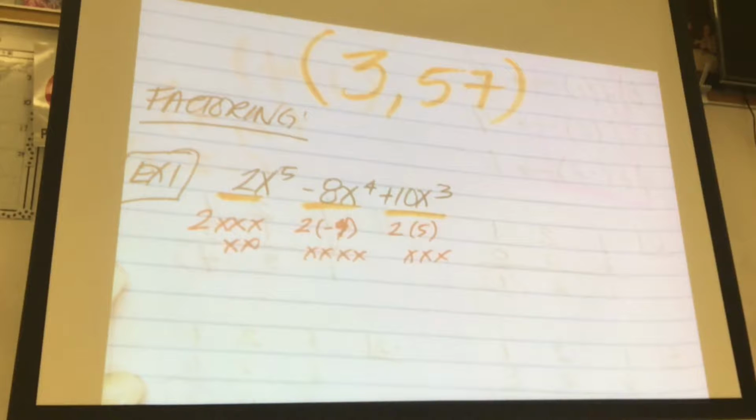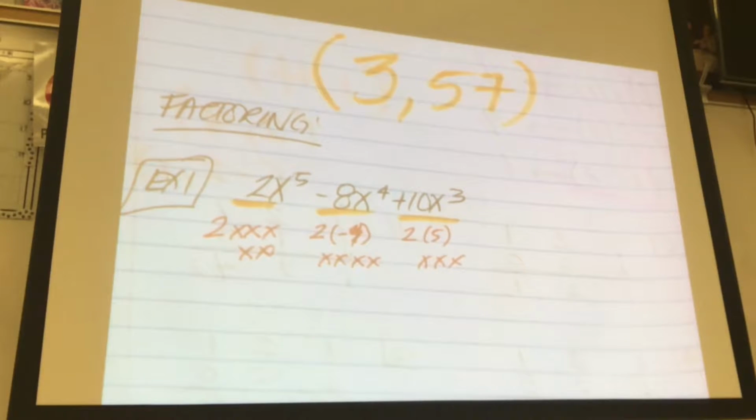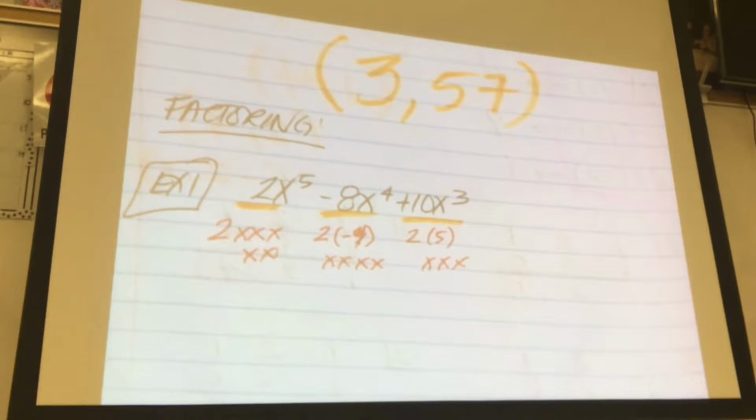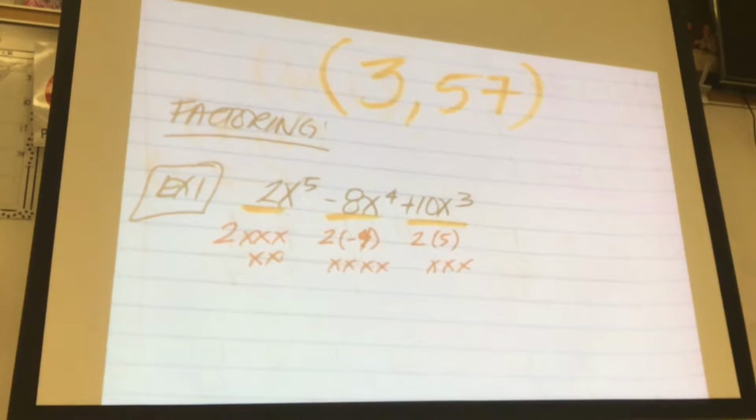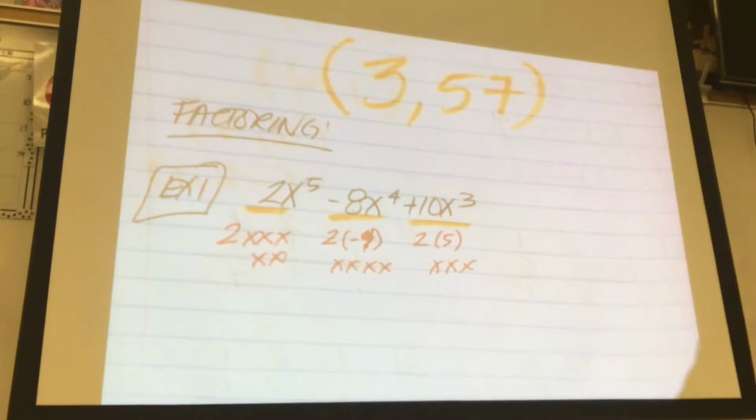Right in front of you. I got you. I went like this. So that means that I want to take out what they have in common.